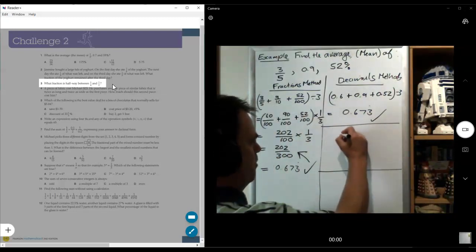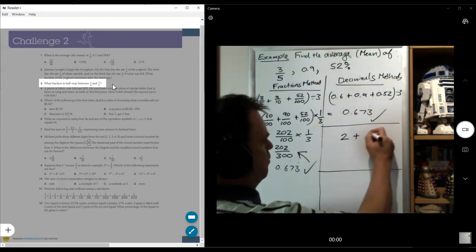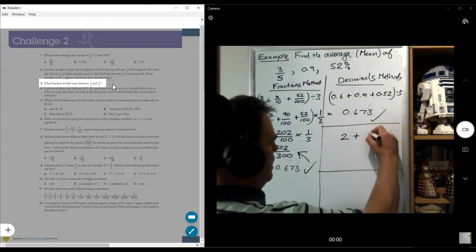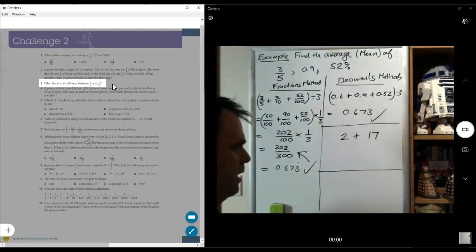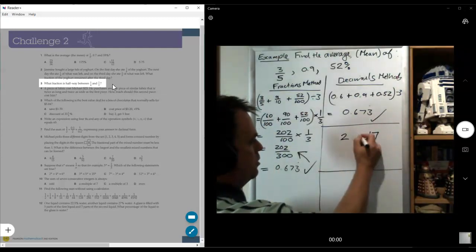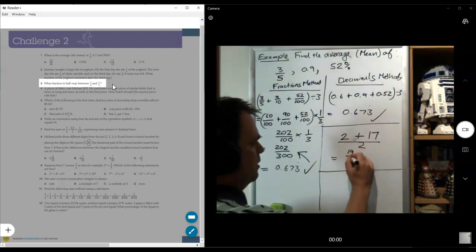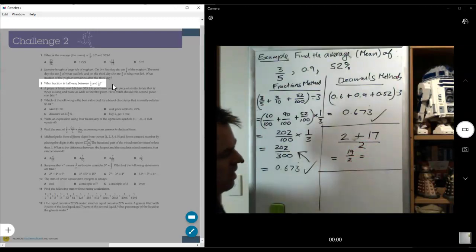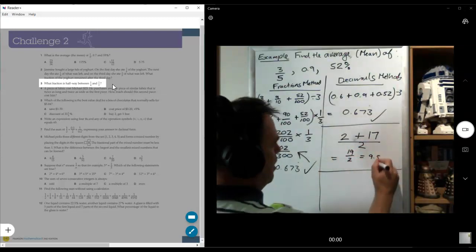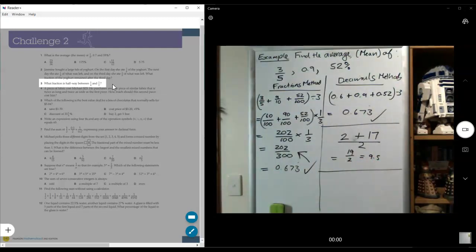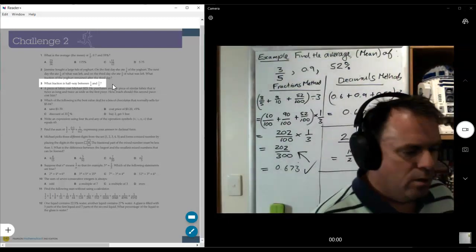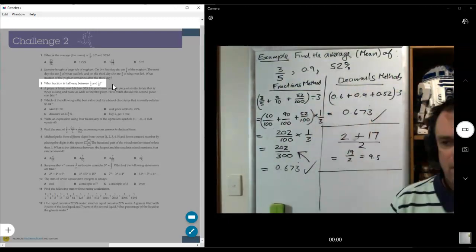Let's say, just for example, you wanted to know what was halfway between 2 and 17. I'm saying add them together and divide by 2. So that would be 19 divided by 2, which is about 9.5, isn't it? So 9.5 is halfway in between 2 and 17. So in that question there, you've got to add a quarter and a half together and divide them by 2. So it's kind of similar to this. It's taking the mean of two things.